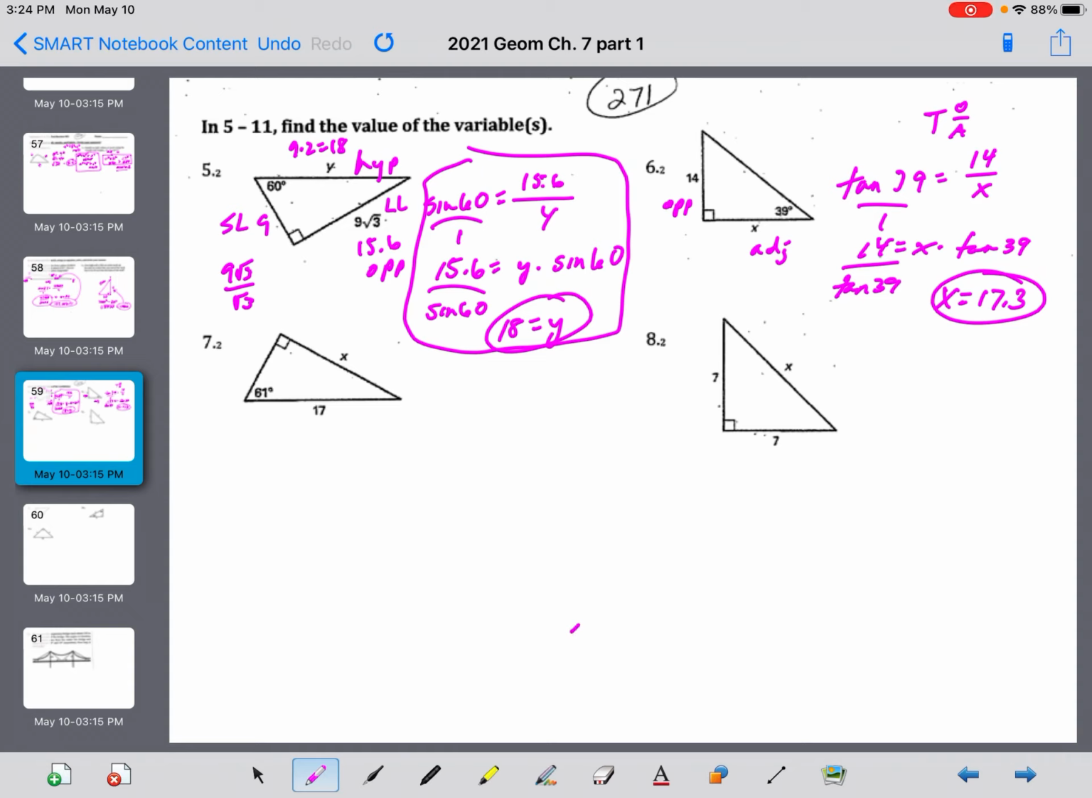From that 61, this one's going to be a sine one because this is opposite and this is the hypotenuse. So sine 61 is equal to x over 17. This one's a multiply one because you have your unknown in the top. 17 times sine 61 equals x. So when you get done with this one, 14.9 for x.